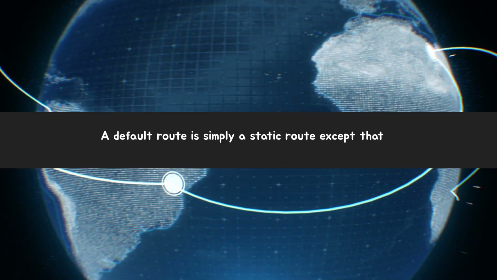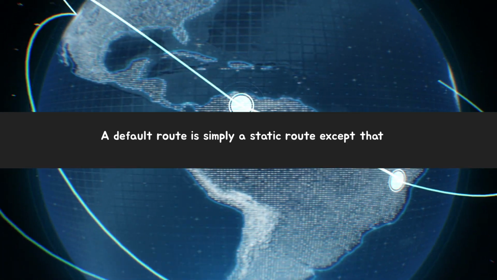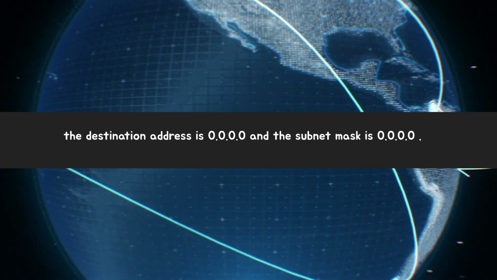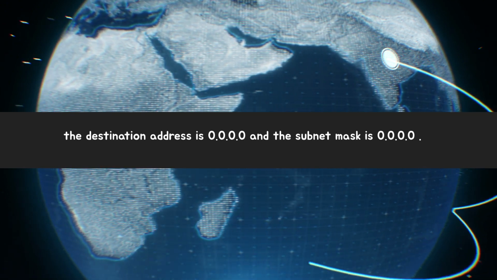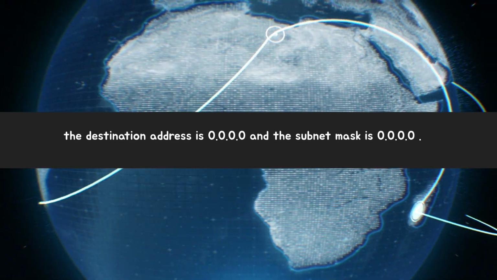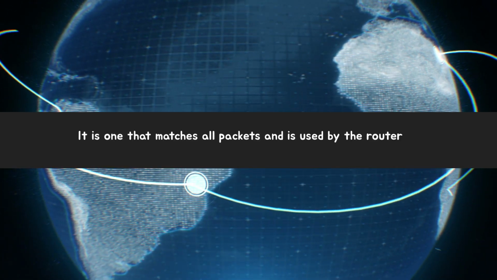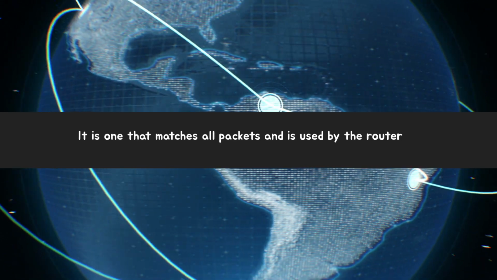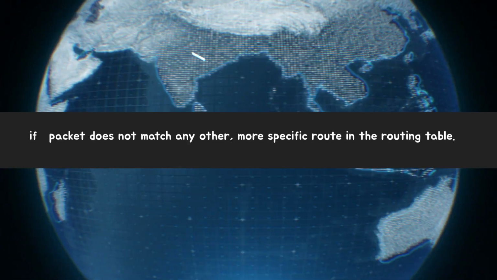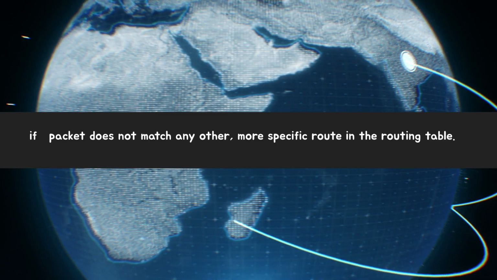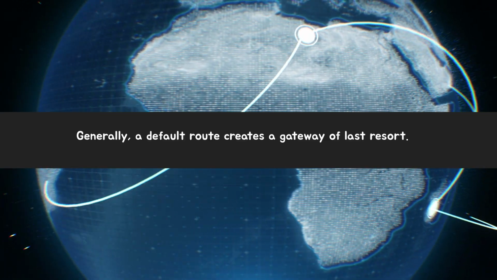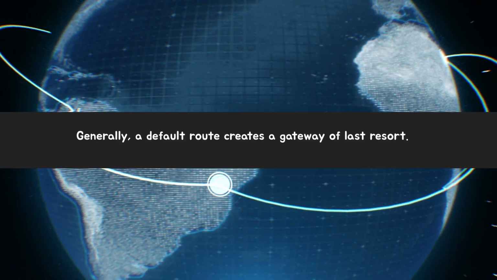A default static route is simply a static route except that the destination address is 0.0.0.0 and the subnet mask is 0.0.0.0. It is one that matches all packets, and is used by the router if a packet does not match any other, more specific route in the routing table. Generally, a default route creates a gateway of last resort.